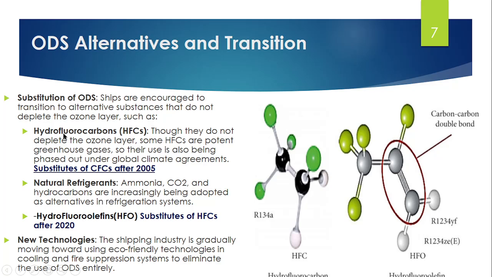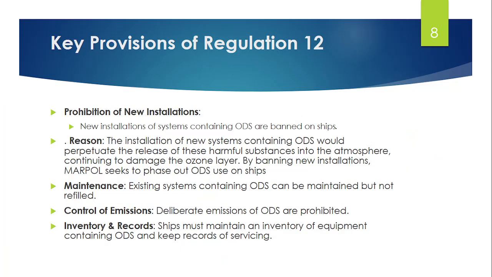Why? Because the hydrofluorocarbon which has been used has no ozone depletion potential, but it has an effect as a greenhouse gas. It is acting as a greenhouse gas, so it has been phased out under the climate agreement, and now we are using hydrofluoroolefin. Other than that, there are some natural refrigerants such as ammonia, CO2, and hydrocarbons, which have been increasingly adopted because of the development of the technology. So in a nutshell, if anybody asks you what Regulation 12 is, Regulation 12 mainly talks about the prohibition of the use of ozone depleting substances and phasing out the ODS in a proper manner with new refrigerants which are less harmful to the atmosphere.